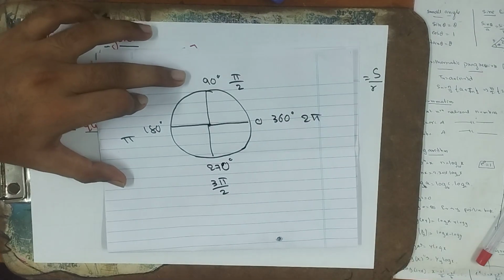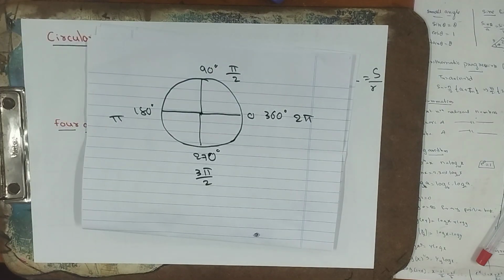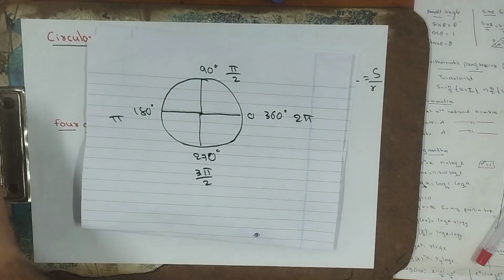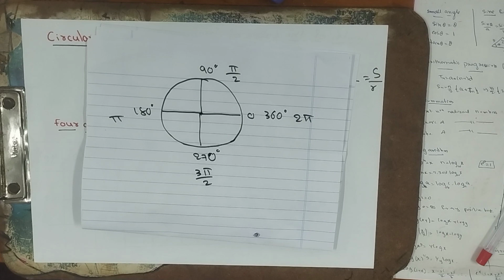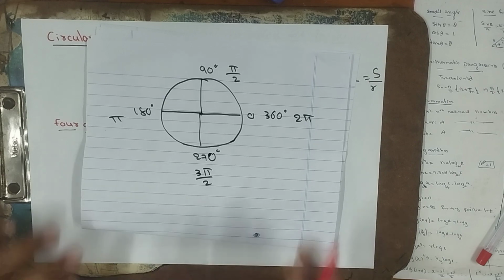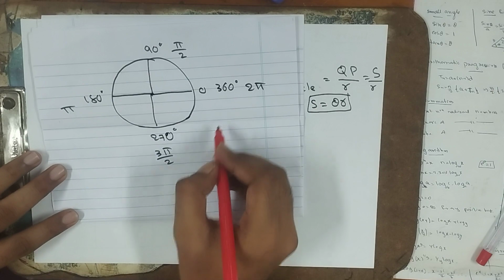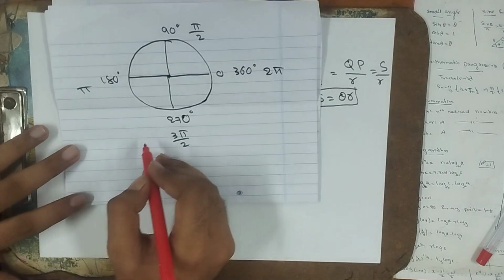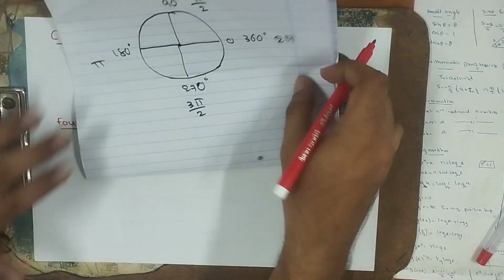Sir, suddenly if someone asks me what is the radian of 270 degree, how can I say, sir? Suddenly if someone asks what is the degree of 3 pi by 2 radian, how can we say, sir? That time we use a small formula.